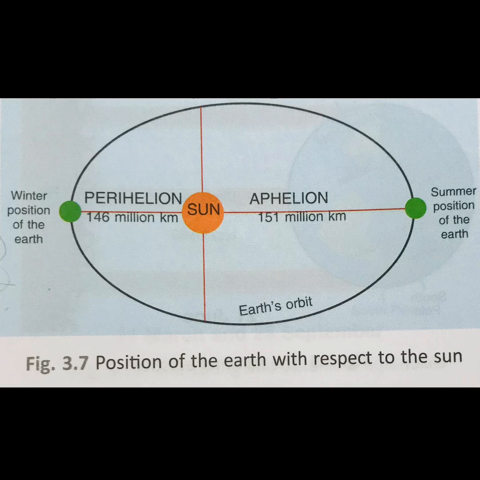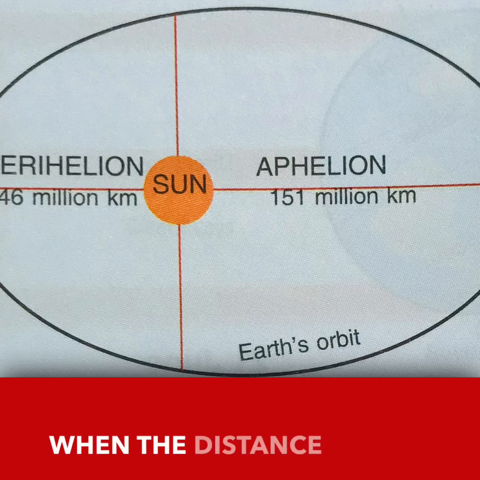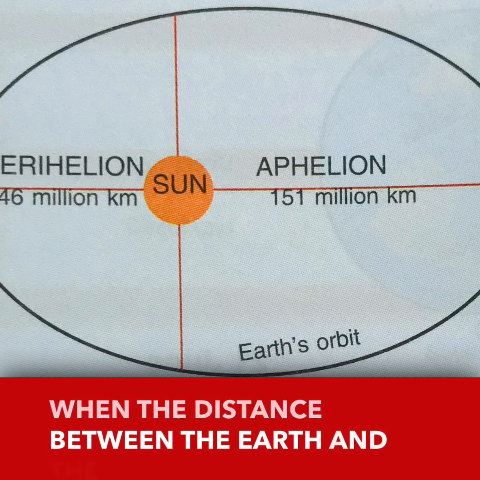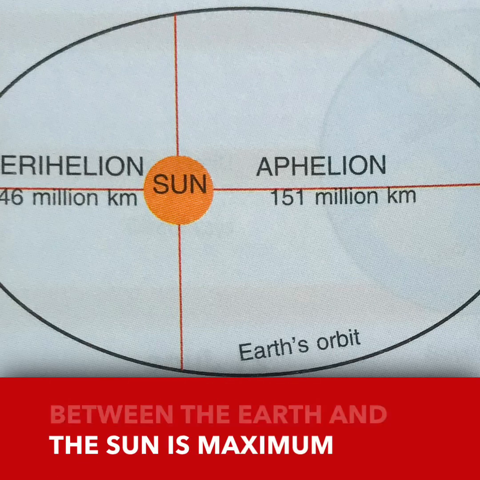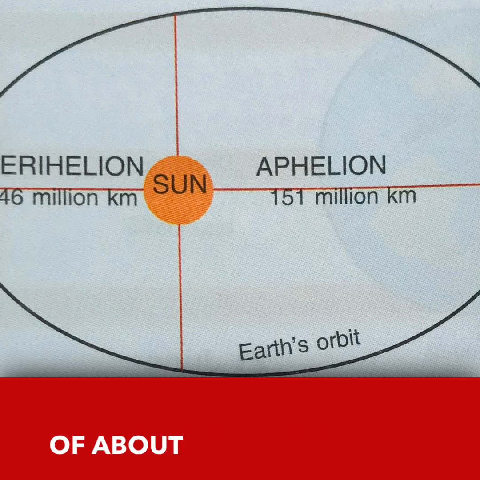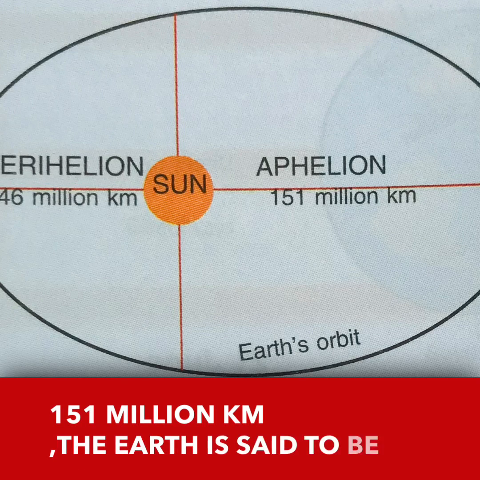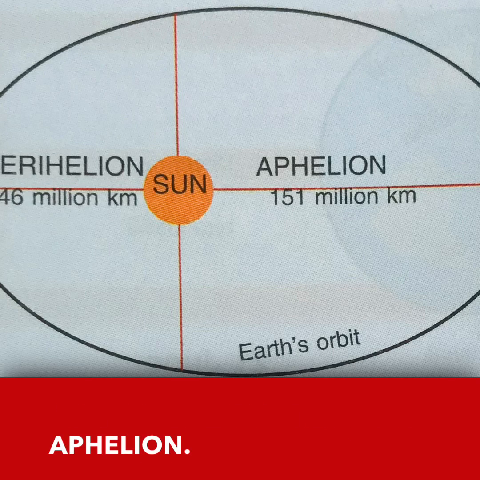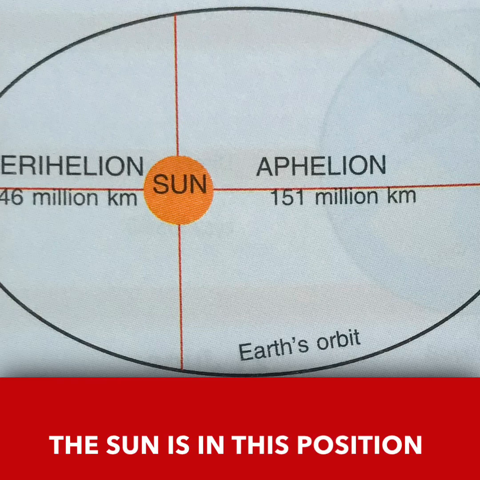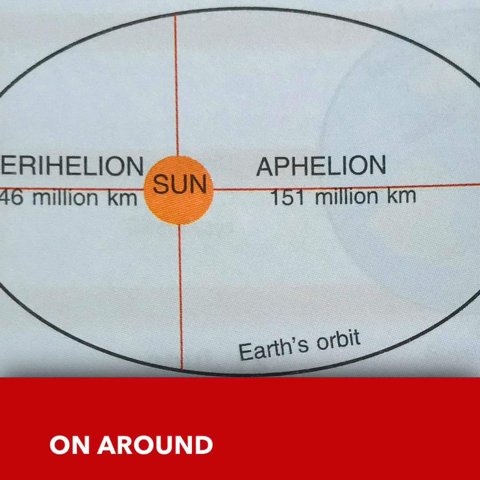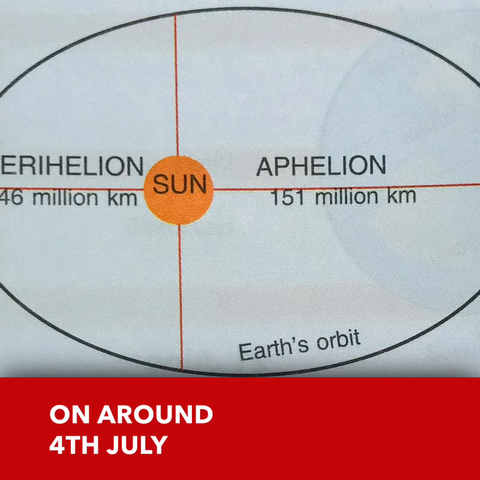When the distance between the earth and the sun is maximum, about 151 million kilometers, the earth is said to be in aphelion. The earth is in this position around 4th July every year.